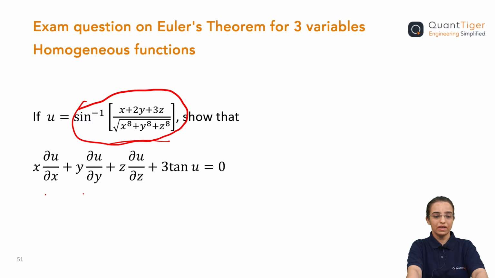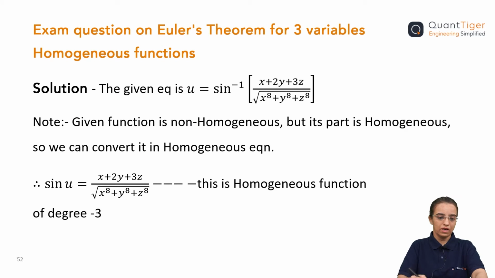How can we convert that? Why do we have to convert it into a homogeneous function? Because we have to apply Euler's theorem, and Euler's theorem has to be applied to a homogeneous function. So the first thing is we have to convert it into a homogeneous function. And why can we convert it? Because part of this function is homogeneous. I will go to the next slide and here I can explain.